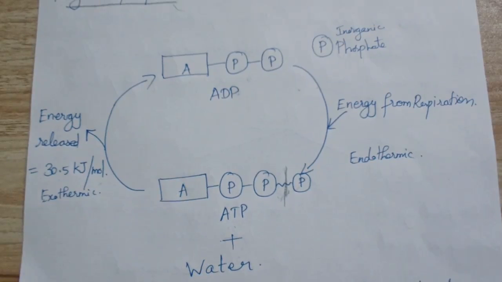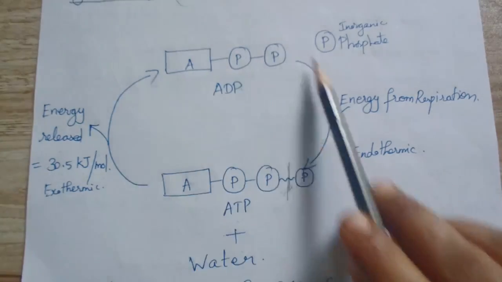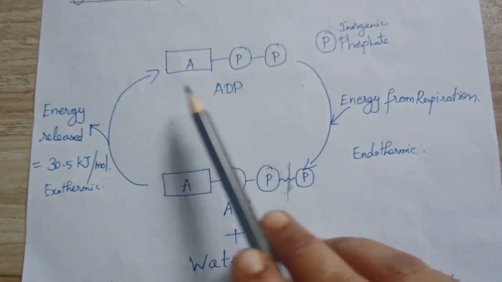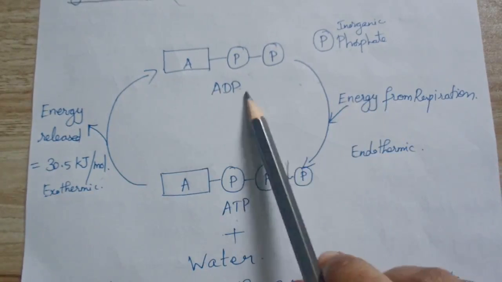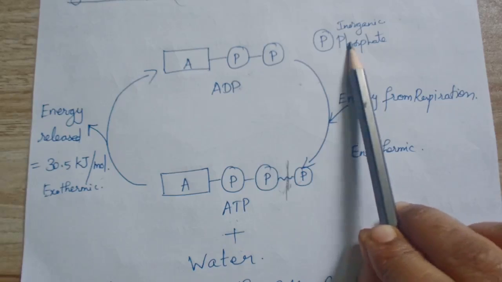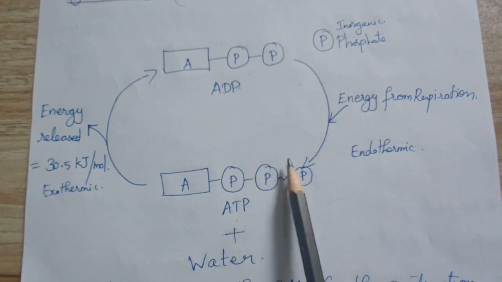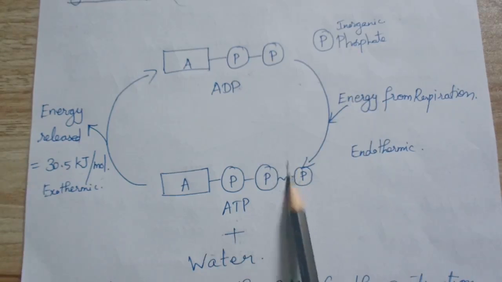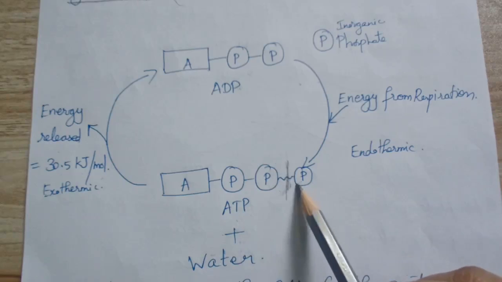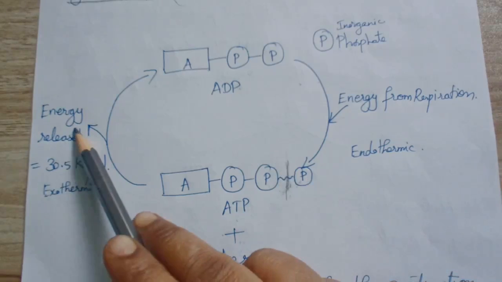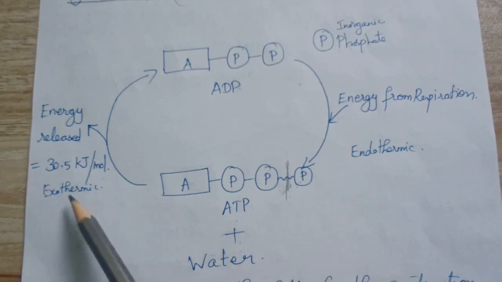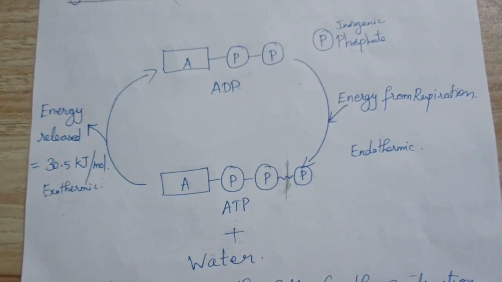So it is a cycle, the ATP cycle. Once it gets energy from respiration, this ADP again combines with inorganic phosphate to form ATP. When this ATP reacts with water, hydrolysis, the terminal phosphate at the end of this link is broken down, and a lot of energy is released from that bond. That energy equals 30.5 kilojoules per mole. It is an exothermic process.